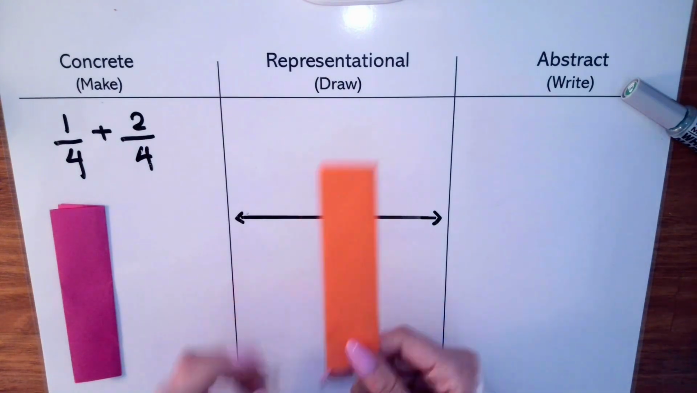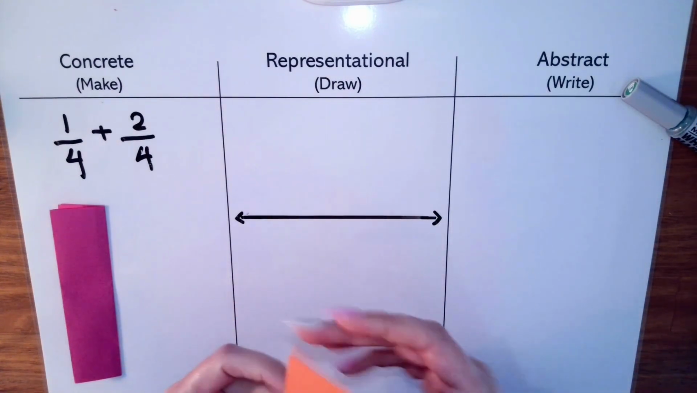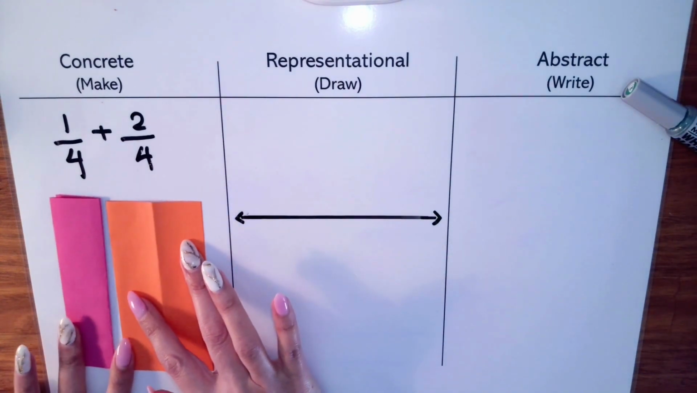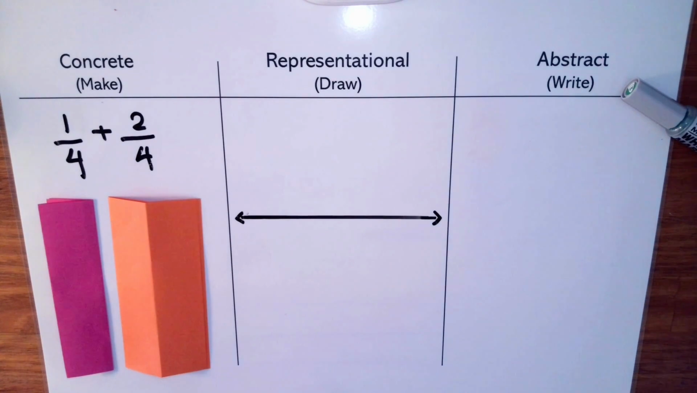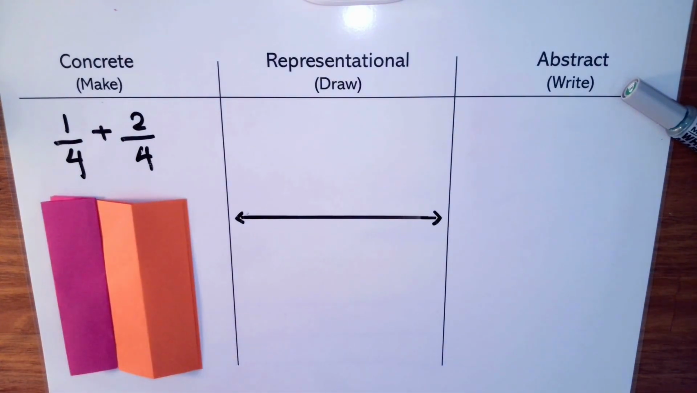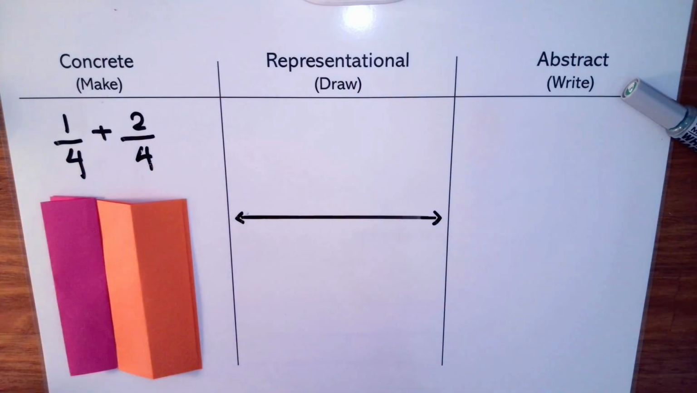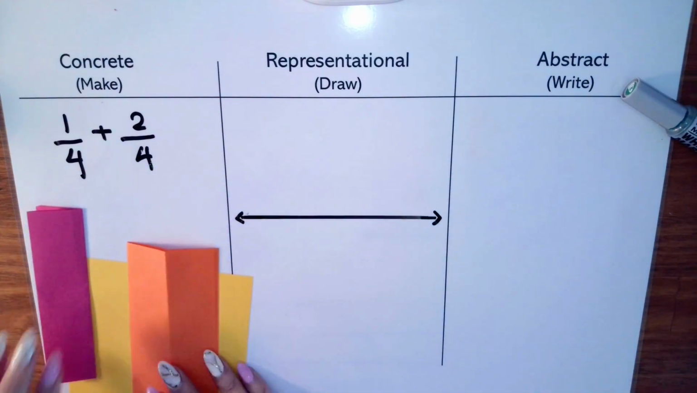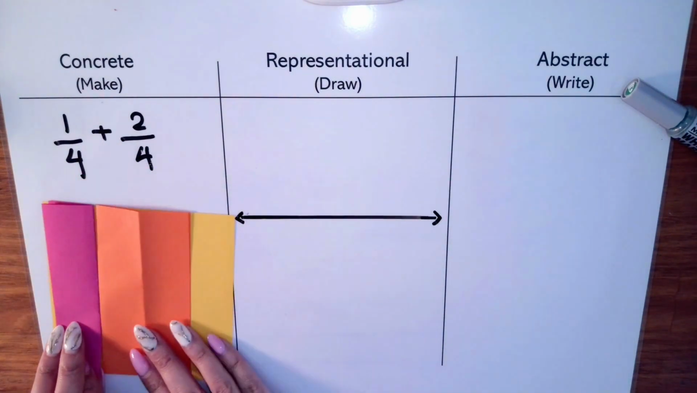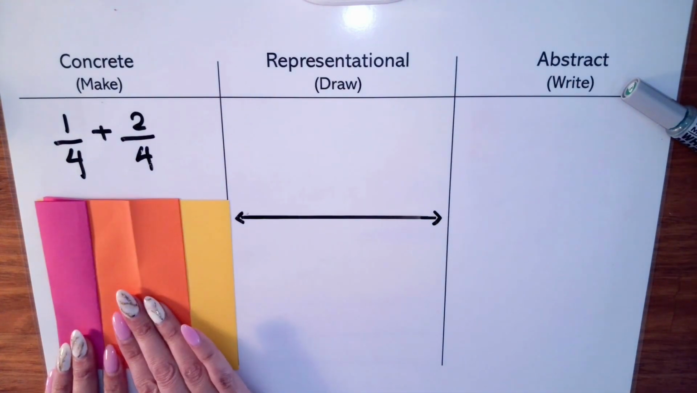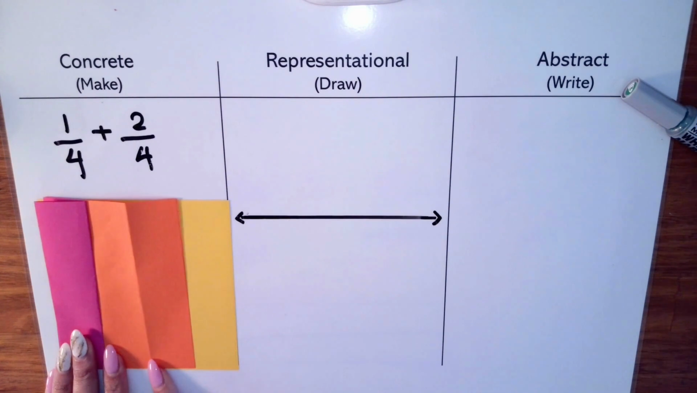So this is 1/4, which means this is 2/4. I want 1/4 and I want to add 2/4 to this. I can see that all together. If I compare that to my whole, which let's use a different color for, let's use yellow, I can see that that makes up 3/4. So 1/4 plus 2/4 will make 3/4 of my whole.